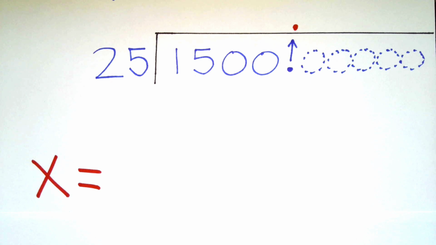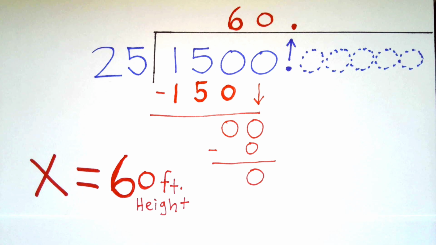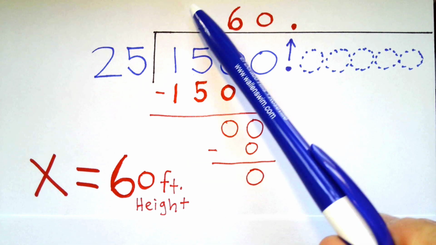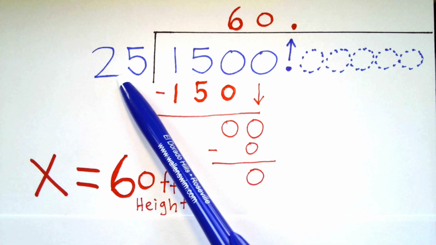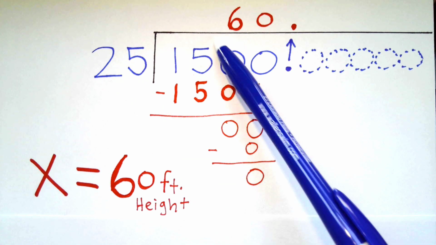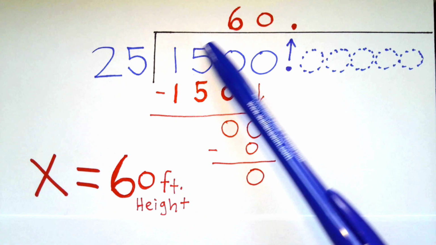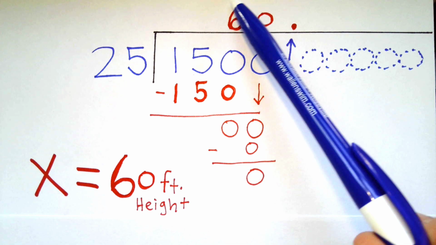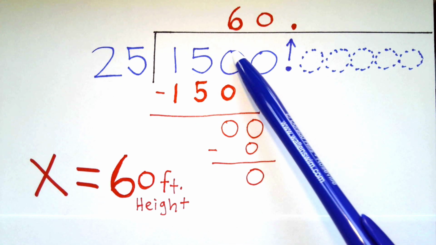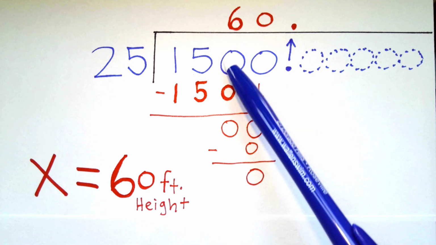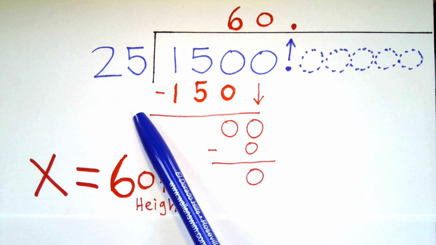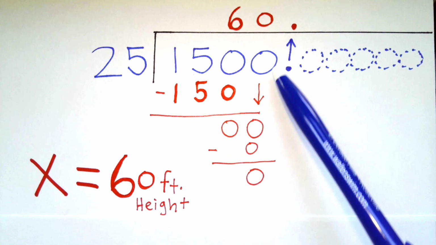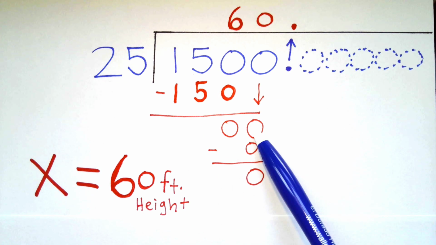Now it's your turn. All right, so as you can see here, 25, there's no number, 0. There's no number times 25 that gets me 1. No number times 25 that gets me 15. But I know 25 times 6 is 150. So I'm going to put my 6 right above the last digit from 150. I know 6 times 25 is 150, so I'll subtract 150 from 150. That gives me 0. Bring down the next digit, happens to be 0.